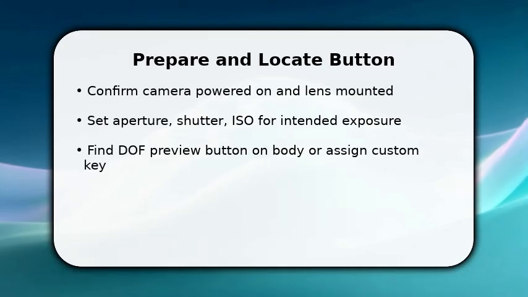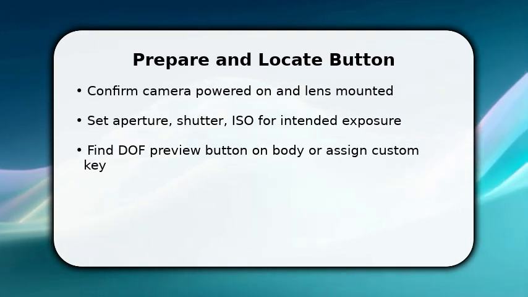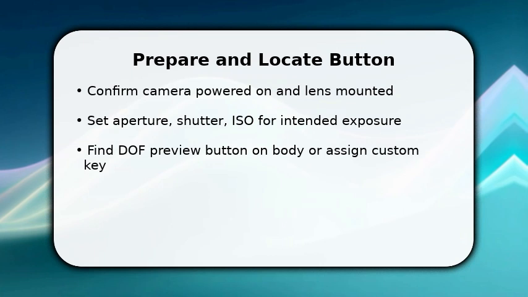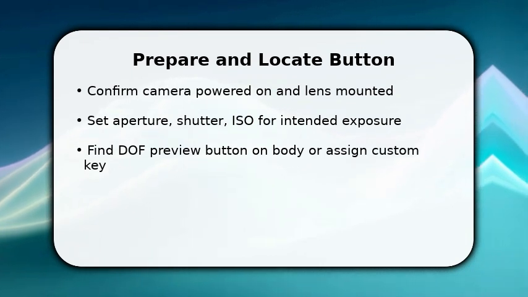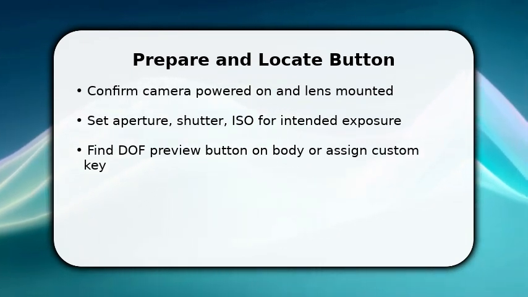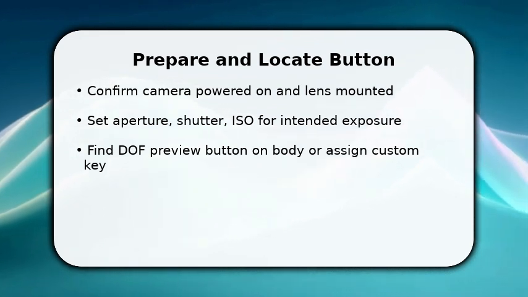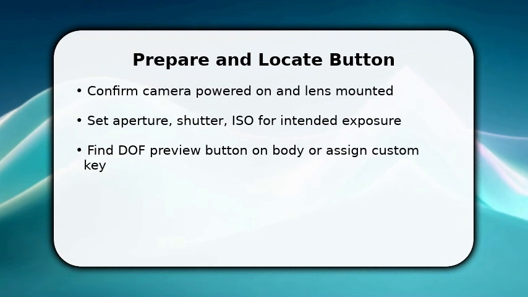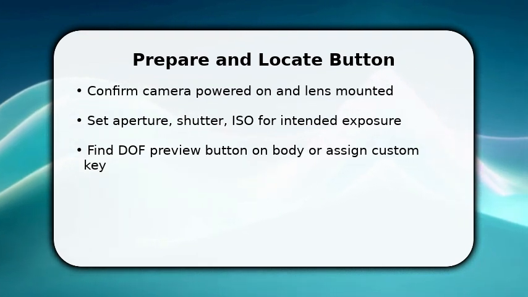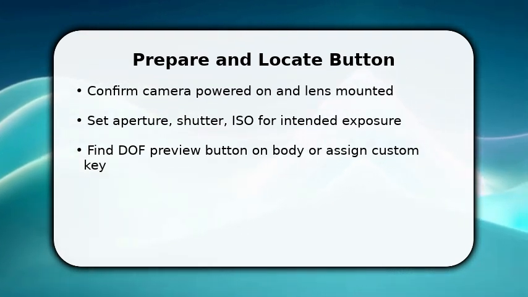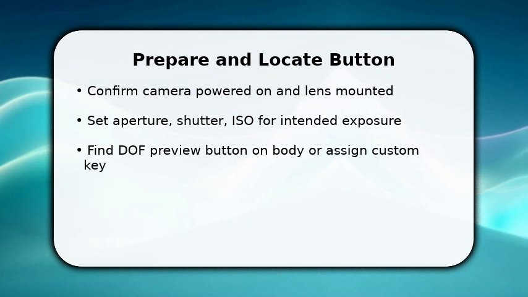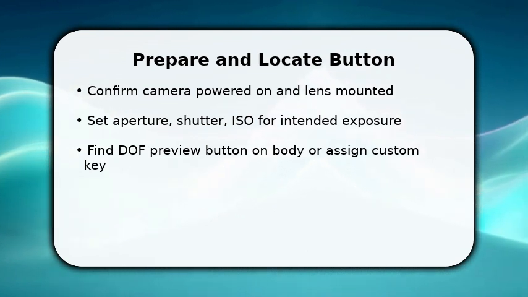You begin by readying the camera and lens because you need the system active to preview aperture effects. Locate the depth of field preview button on the camera body now, or assign a custom control in menus if it's not set. Set your exposure basics, aperture, shutter, ISO, so the preview reflects the scene you want. Once done, half-press the shutter to focus or engage autofocus lock. Make sure focus is locked before you test the preview.